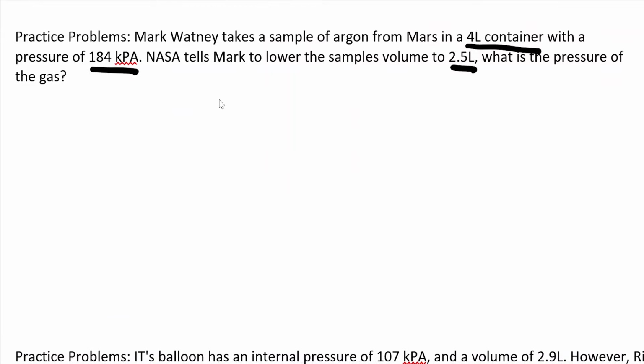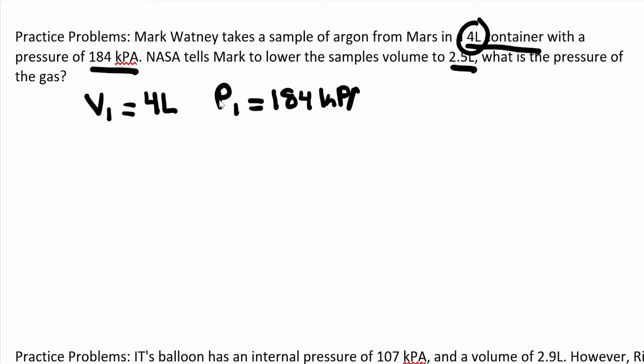The first thing I like to do when it comes to gas problems is write out what is given to us. What we have given is the initial volume, 4 liters of the container, so that's going to be V1. Remember that V1 is always going to be the initial; whatever the subscript one is, that's the initial. So V1 equals 4 liters. And we know that the initial pressure is 184 kilopascals, so P1 equals 184 kPa.